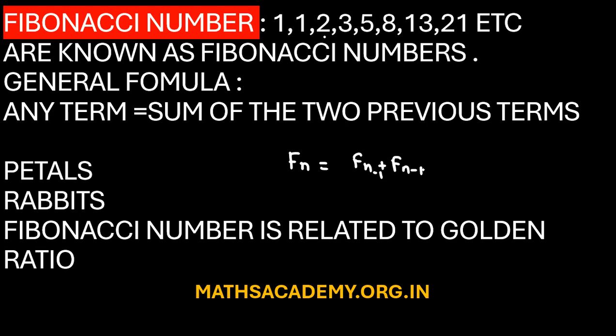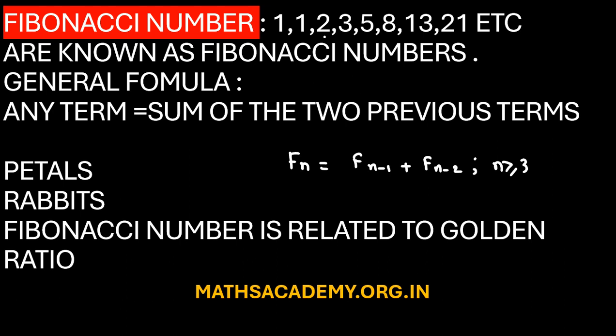It is F(n-1) and then F(n-2). For any number n, Fn is F(n-1) plus F(n-2). Here n starts with 1, 2, 3. This is my F1, this is F2, this is F3. So Fibonacci numbers follow a recurrence relationship.